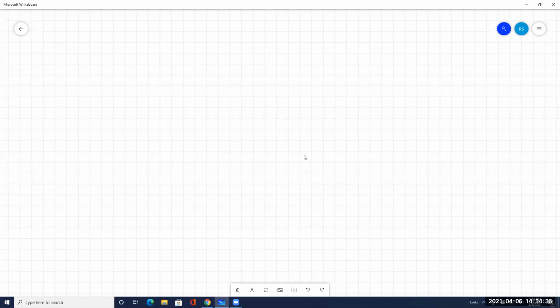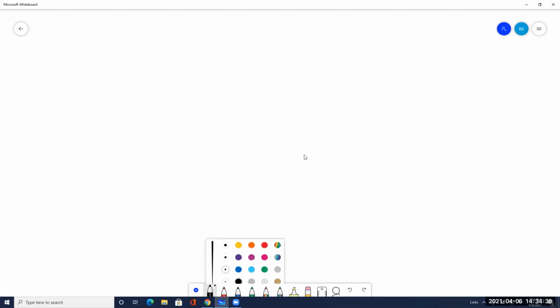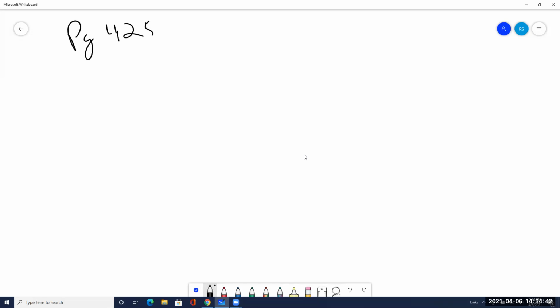So with that being said, I am going to start with exercise 9.1. I'm on page 425. And this just has us flex a budget, okay? And notice what they have there. They have a budget, and this is for May.